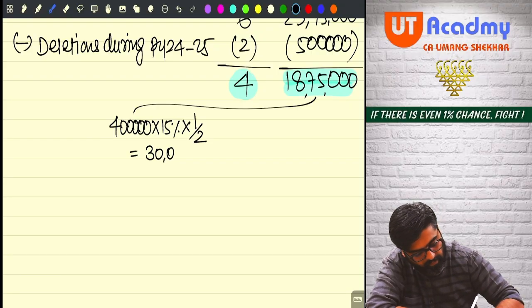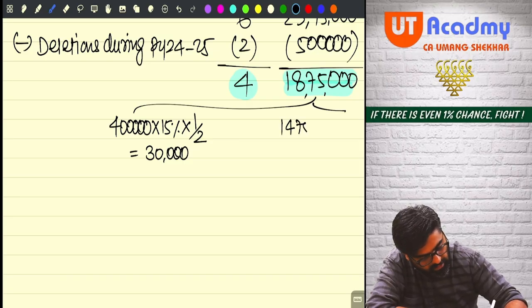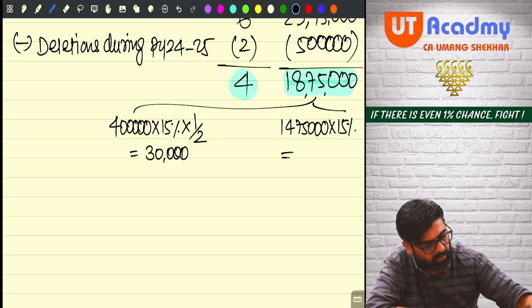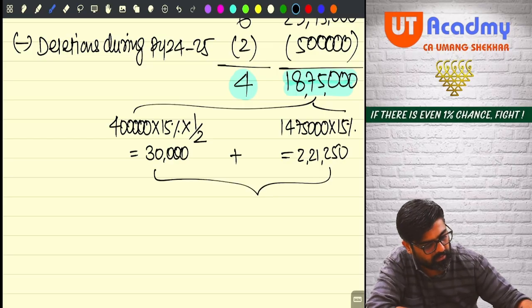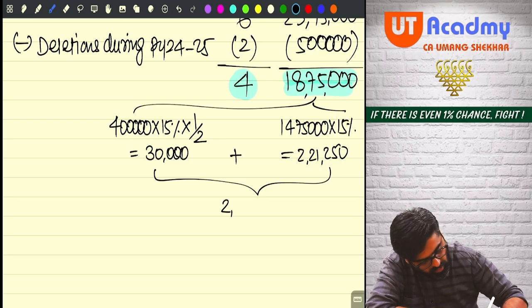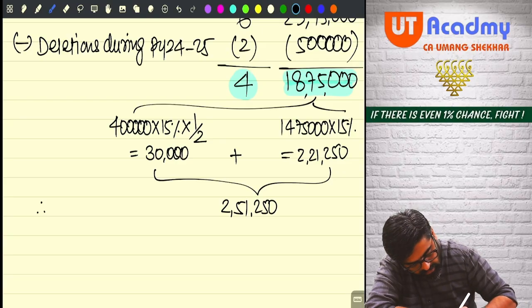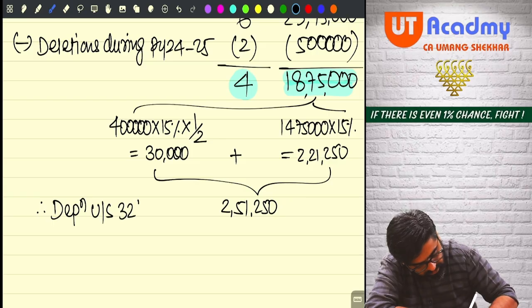30,000. And on the balance 14 lakh 75,000 I will apply 15%. So 14 lakh 75,000 into 15% will be 2,21,250. Everyone got this? Can you add both these depreciations? You will get 2,51,250. And my dear friend, this is your normal depreciation, which you have calculated under section 32 subsection 1 clause 2.